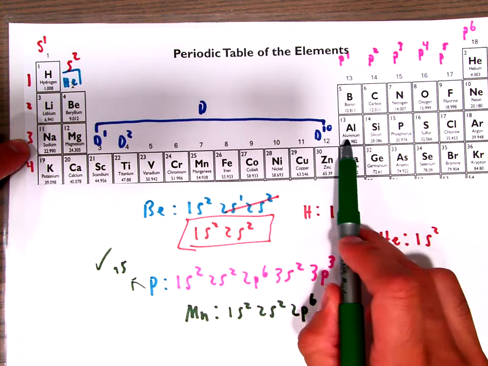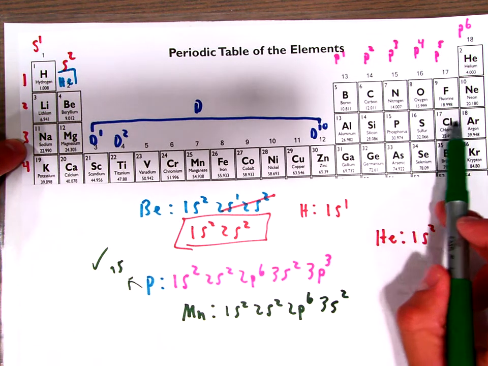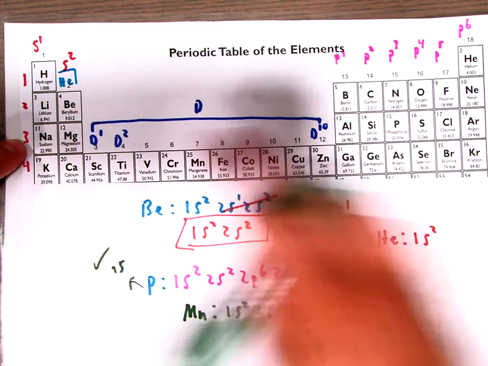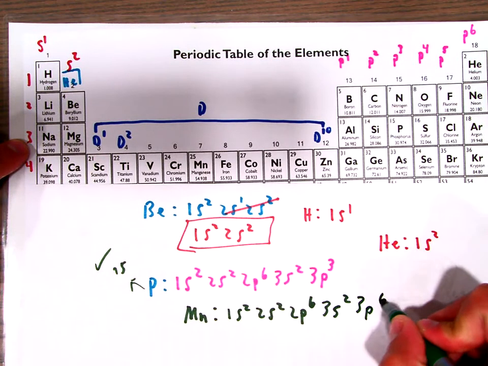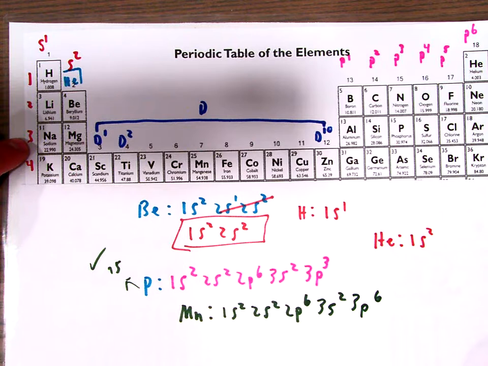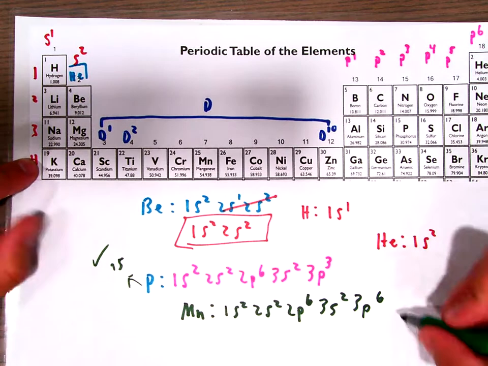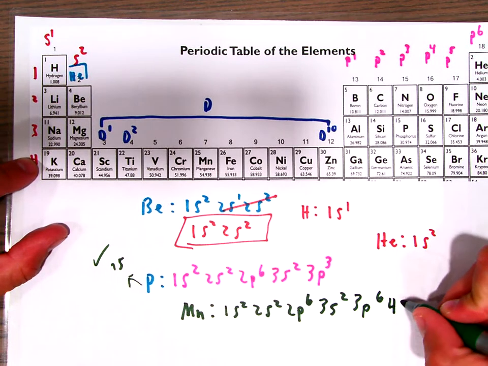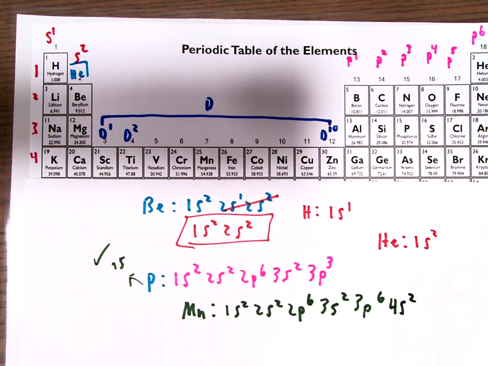Then we're here, right? We've already done this. 1, 2, 3, 4, 5, 6. 3p6. Okay. Now we are same thing. It just becomes super repetitive. 4s1, 4s2. Here comes the tricky part.